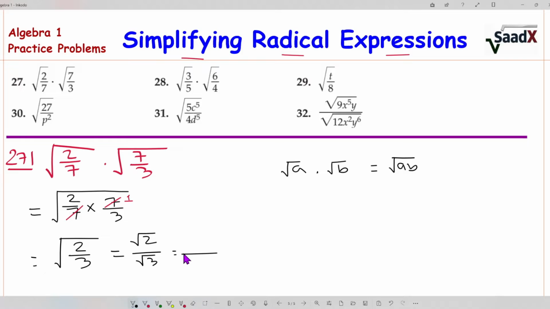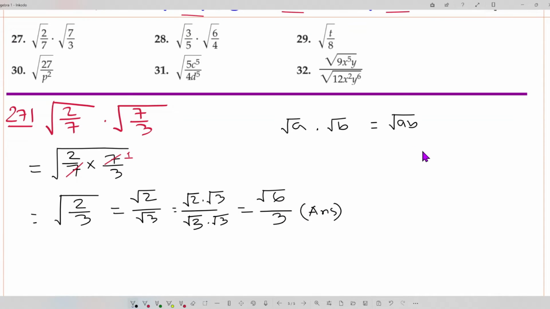Our target is that we will not keep any root in the denominator, so we can write root 2 times root 3, and here also root 3 times root 3, right? So we are multiplying this fraction by root 3. Now root 2 times root 3 is root 6, and root 3 times root 3 is only 3. So this is our answer: root 6 over 3.